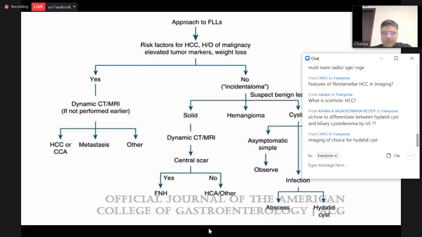Yeah, fibrolamellar HCC is usually seen in younger patients, females, and these are well-defined lesions with capsules, and they follow almost the same pattern of enhancement as classical HCC.